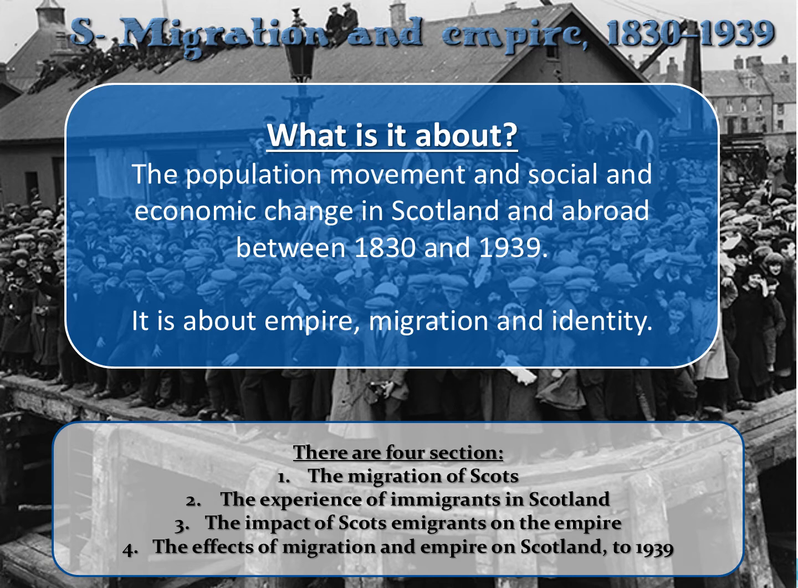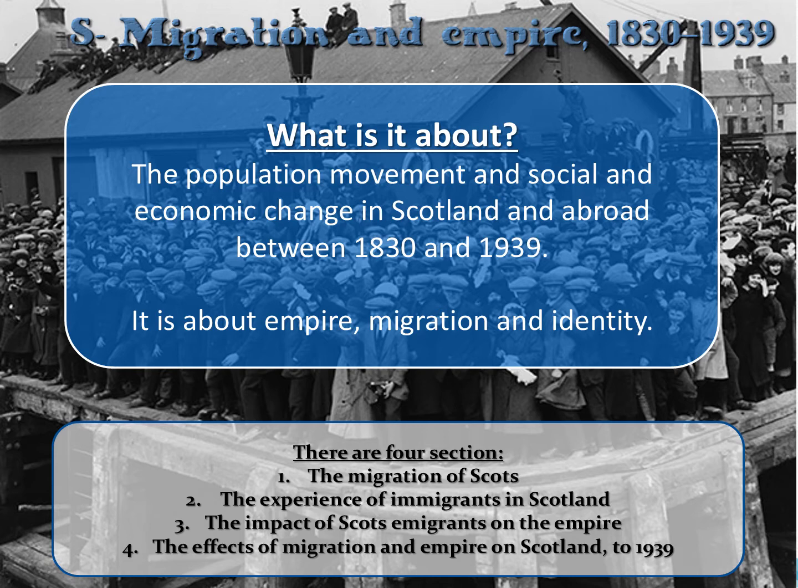Section 3 looks at the impact of Scots immigrants on the empire, so Scottish people that went abroad, what sort of impact did they have on countries in the empire? And the main countries which we will look at that they had a big impact in are Canada, India, Australia and New Zealand. So what sort of effect did Scots have on these countries?